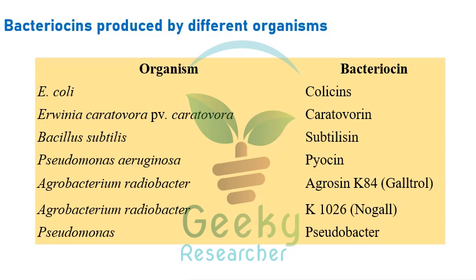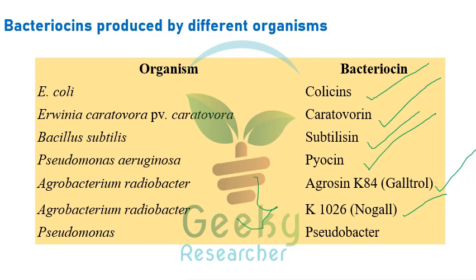Erwinia carotovora pathovar carotovora produces a bacteriocin called carotovorin. Bacillus subtilis produces subtilisin, and it also produces various other kinds of bacteriocins, but the important one is subtilisin. Pseudomonas aeruginosa produces pyocin, and Agrobacterium radiobacter produces two different kinds of bacteriocin, that is Agrocin K84, whose trade name is Galtrol, and K1026. It is also called Nogall.